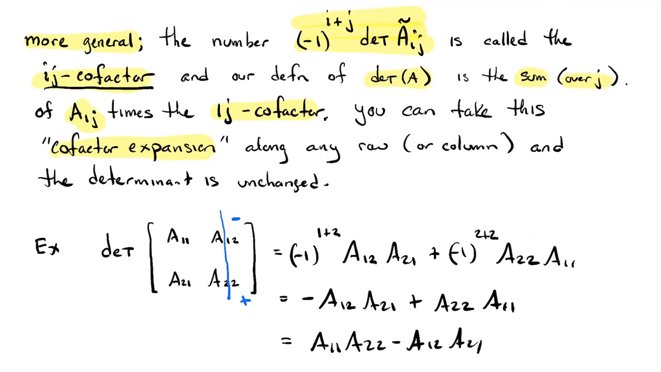It can be very handy because it's very nice to do the cofactor expansion along a row or a column that has a lot of zeros. If a lot of these entries that you're multiplying by are zeros, well, then it can significantly cut down the amount of computation that you have to do. Cool.